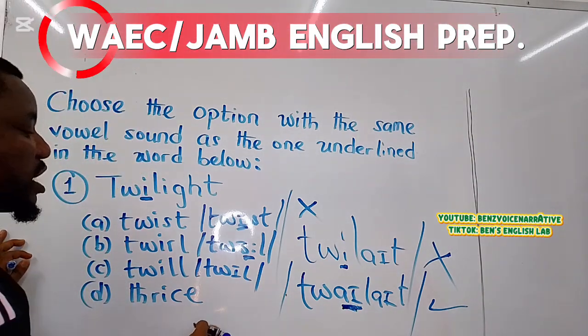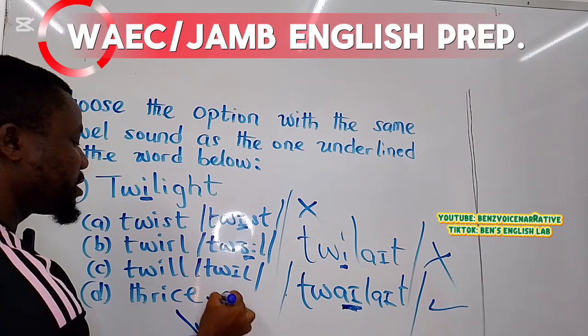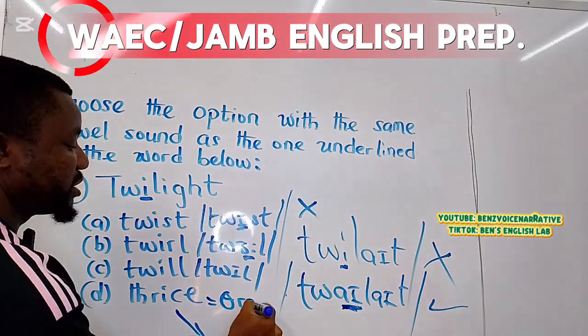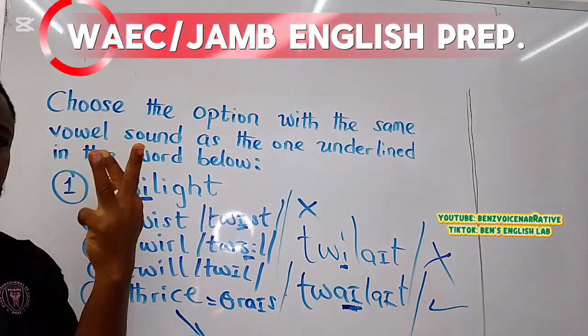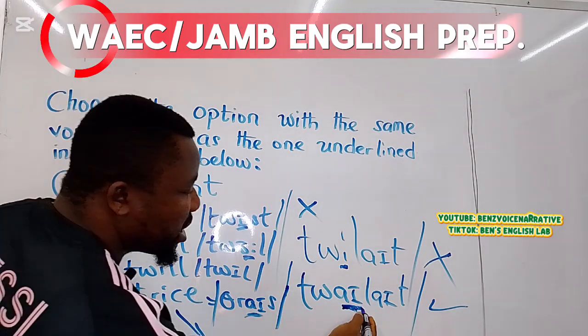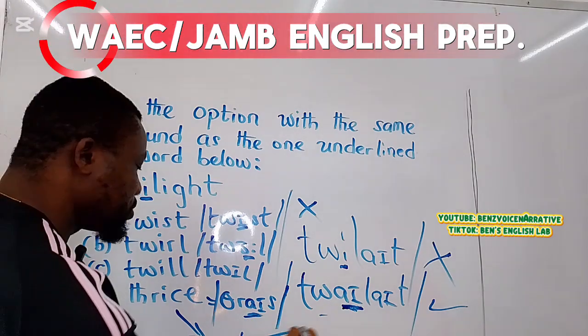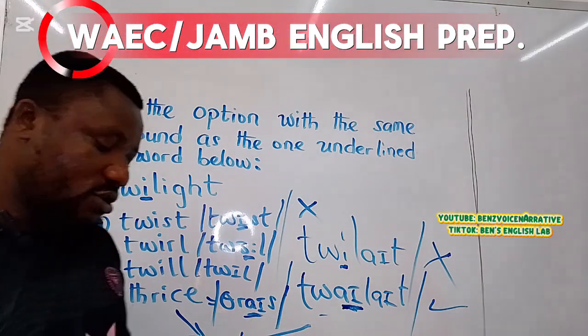So let's come to thrice. This word is thrice. Like three, right? Thrice. You look at this, you have the I, twilight, thrice. So this option D is the right option.